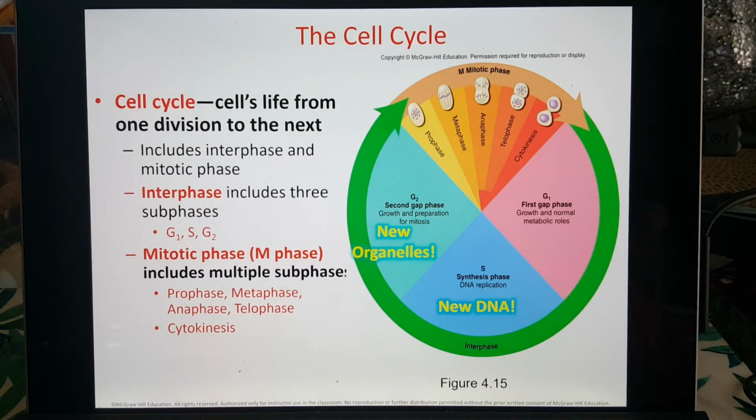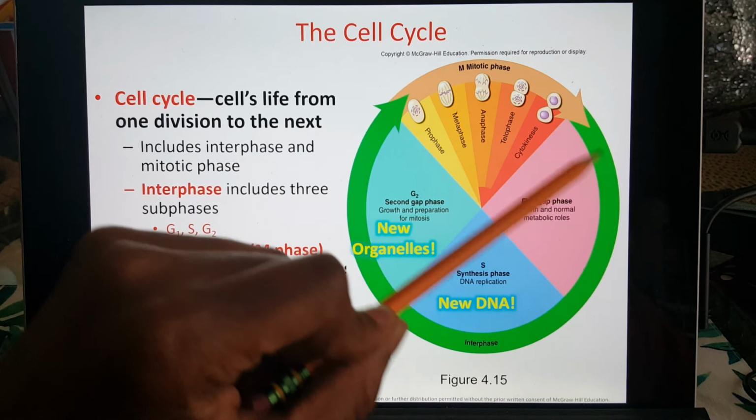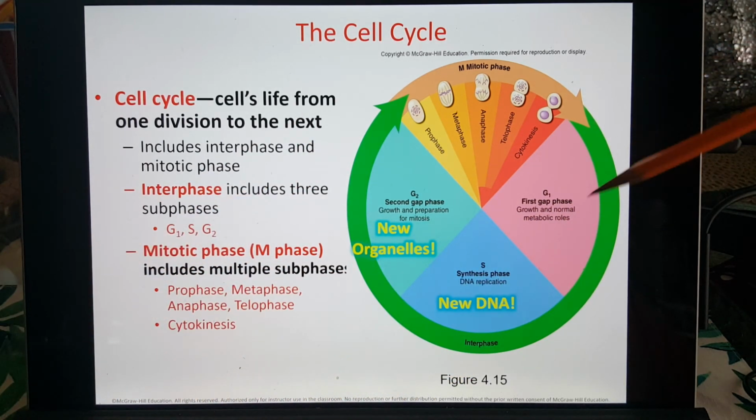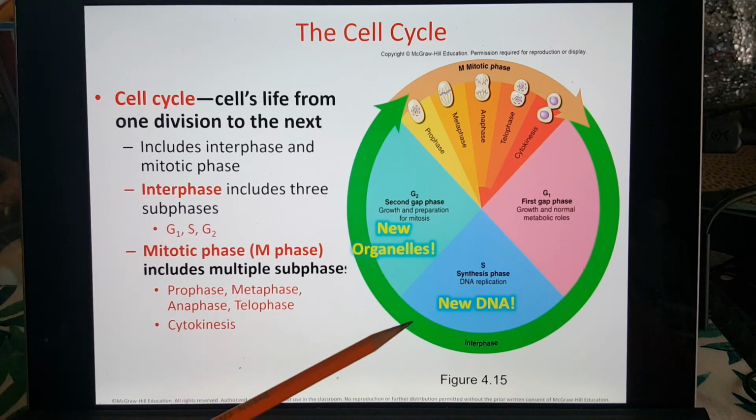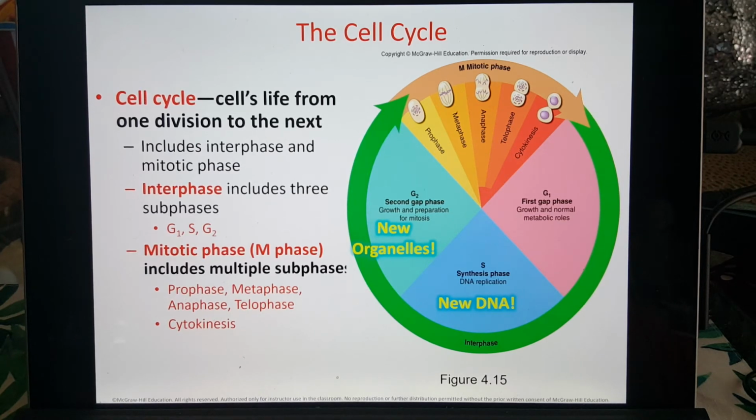Okay, so we already talked about how we get new DNA, which is down in this phase. So let's talk about the rest of the phases of the cell cycle. So the cell cycle has this big chunky phase called interphase, which has 3 sections inside of it. So we have our G1, which is our first gap phase, S phase, where we have new DNA, and G2 phase, which is where we get the new organelles.